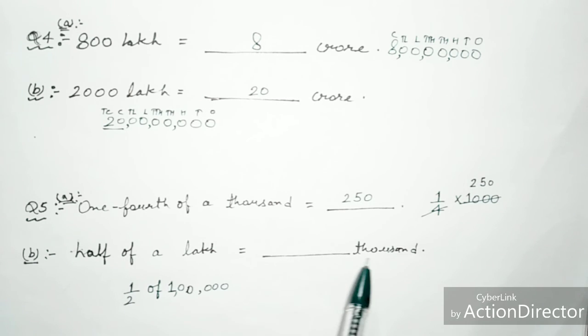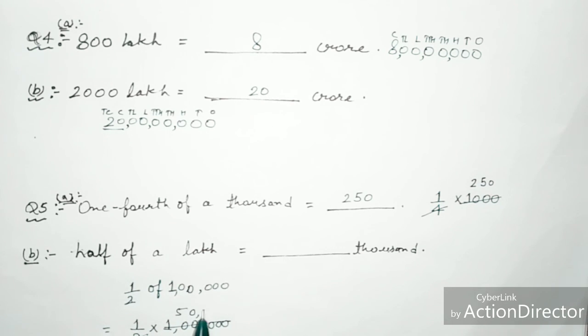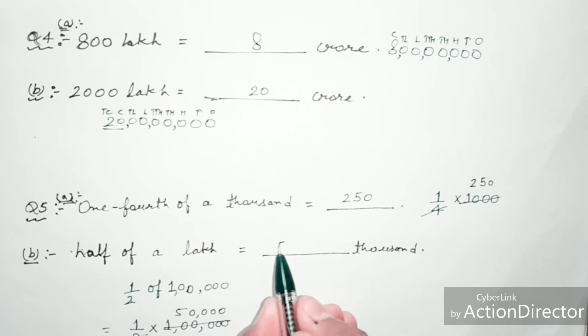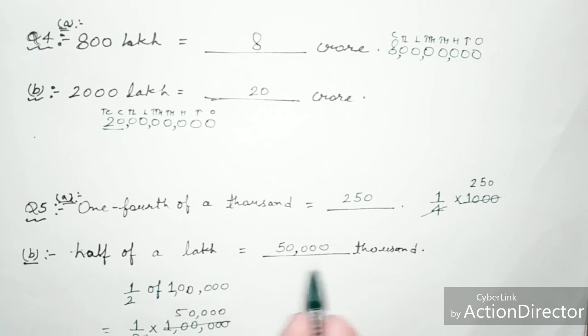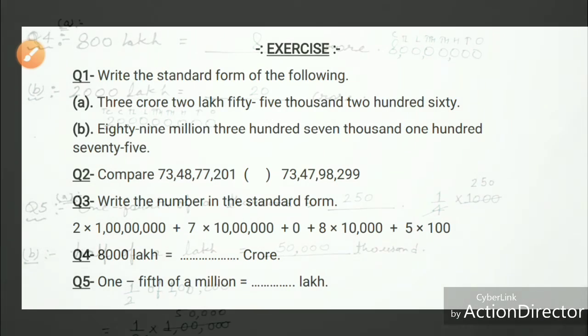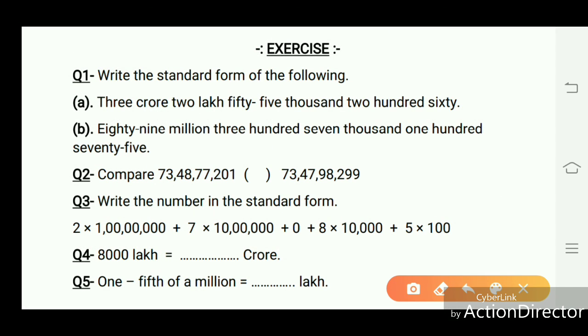Half of a lakh equal to how many thousand? So half of 1 lakh equal to 1 upon 2 multiplied by 1,00,000. Now we divide 1 lakh by 2. 2 5s are 10, putting 3 zeros, 50,000. So half of 1 lakh equal to 50,000.